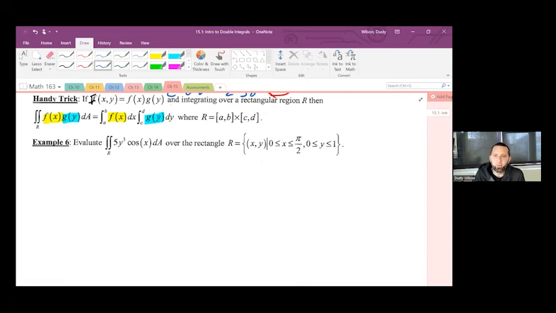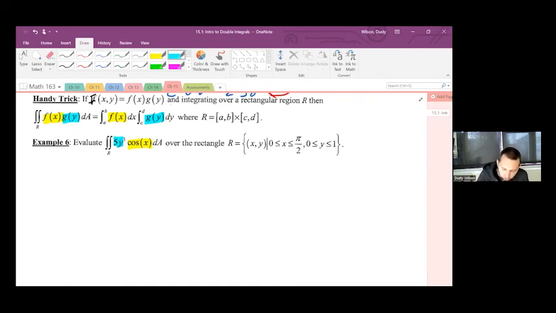Example 6, evaluate the double integral over the rectangular region. My integrand is 5y cubed cosine x dA, and my rectangular region is R equal to the set of all x, y's, where x is between 0 and pi over 2, and y is between 0 and 1. So notice here we have our f of x is cosine x, and our g of y is 5y cubed. So I have a product of a function of y times a function of x.